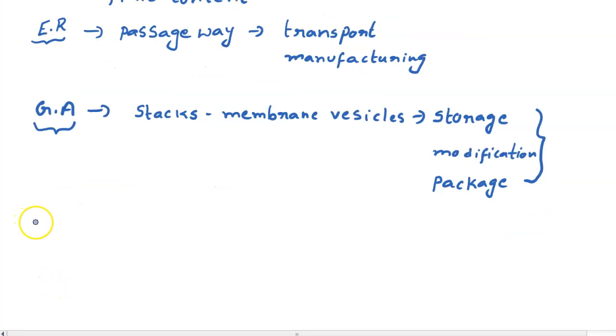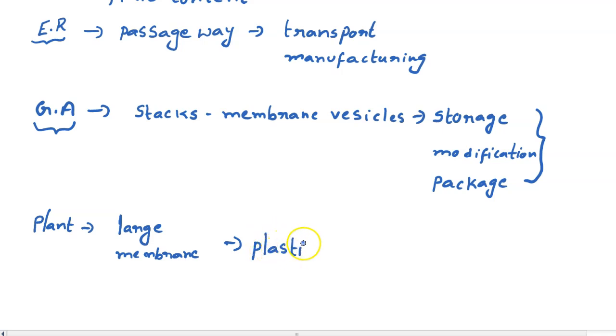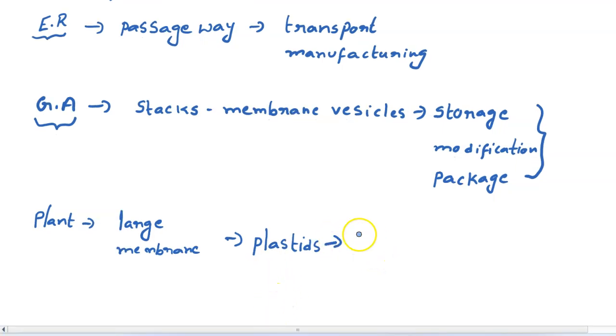Now let us consider the cell organelle that is specific for plant cells and it is absent in animal cells. These are large membranous organelles, known as plastids. Plastids are of two types. First one is chromoplast and the other one is leucoplast.